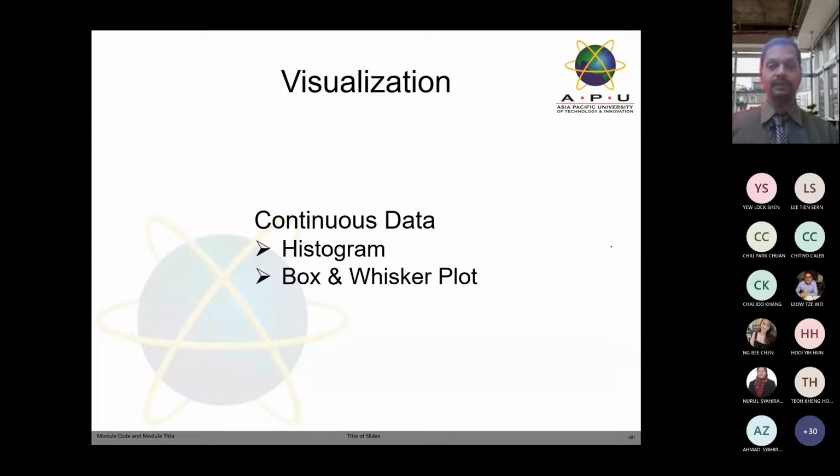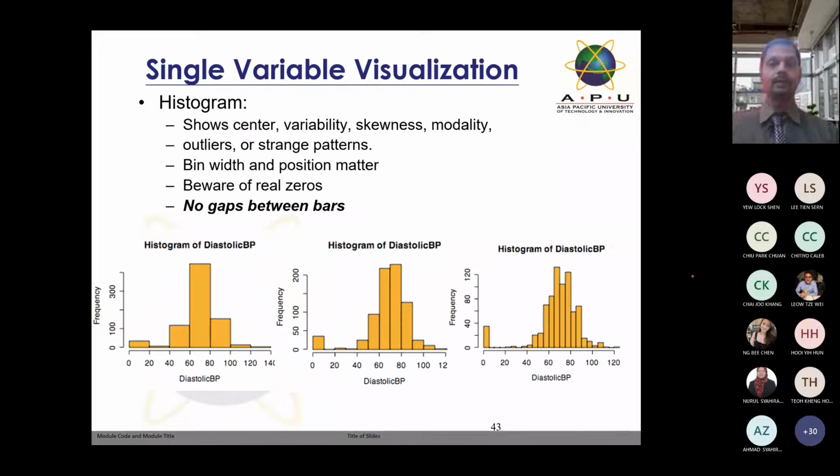So for continuous data, we go with histogram or box and whisker plot. A single variable visualization. Histograms can show center, variability, skewness, and modality. Here outliers or strange patterns can also be found out, because you can see in the extremes the number of values that is being populated. Bin width and position matter, and can also be used in this particular type of visualization.